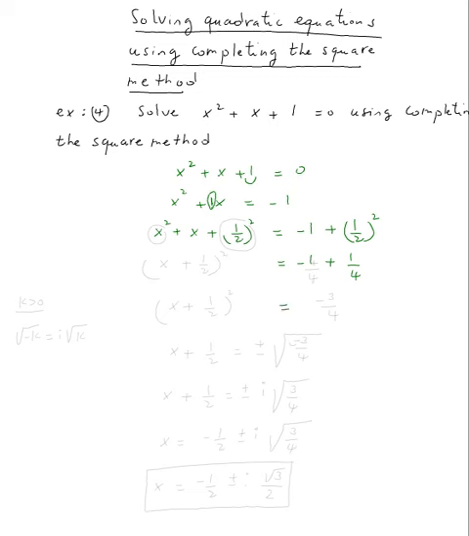Let me add: negative 1 plus 1 over 4. Negative 1 is the same thing as negative 4 over 4. That's the least common denominator. So this is negative 3 over 4.